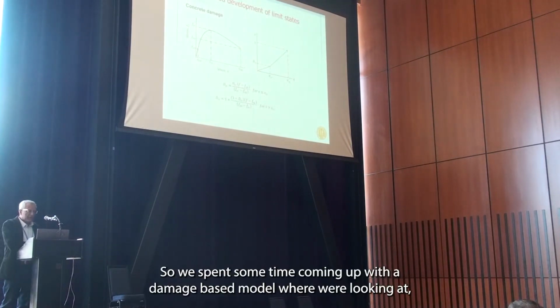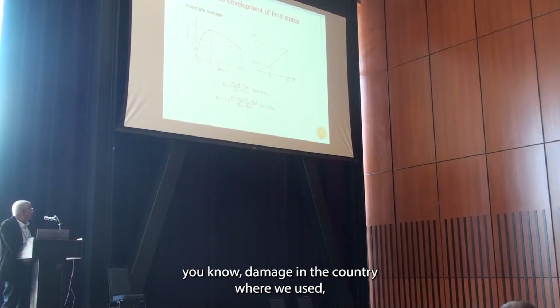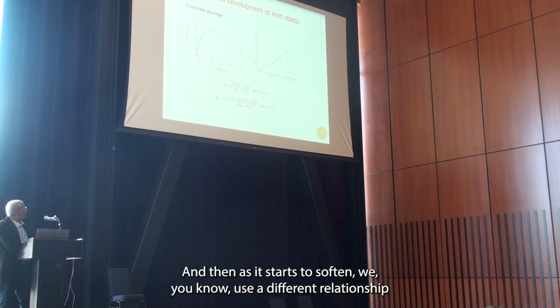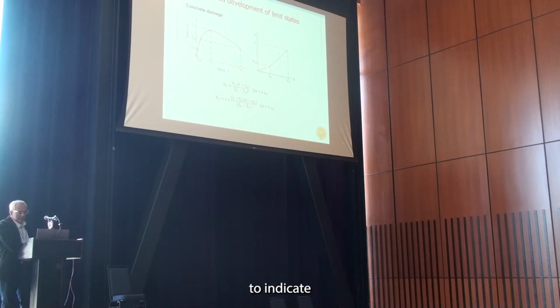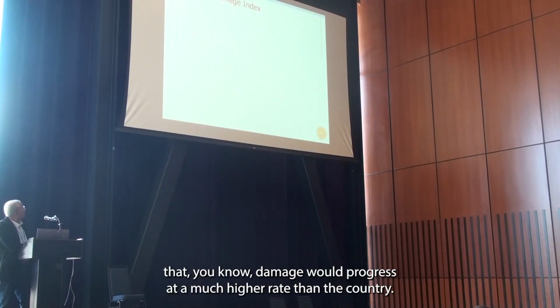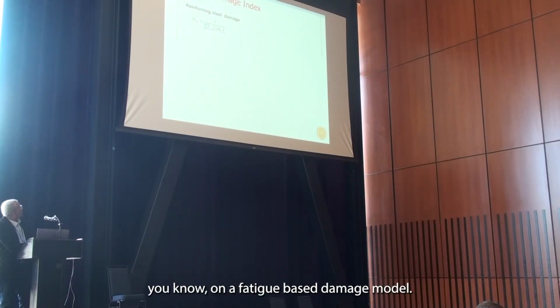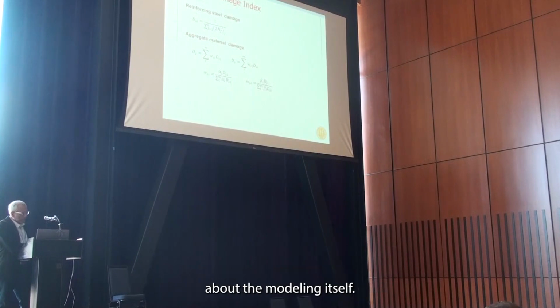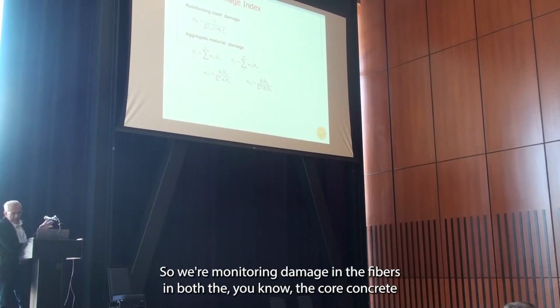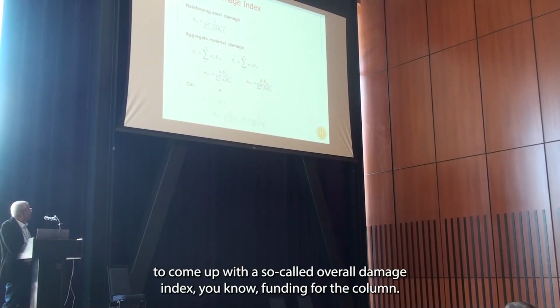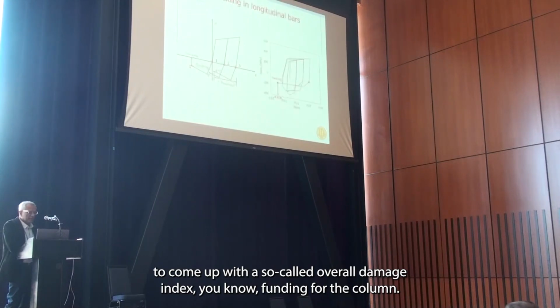All right, so we spent some time coming up with a damage-based model where we're looking at damage in the concrete, where we used a linear relationship up to the peak, and then as it starts to soften, we use a different relationship to indicate that damage would progress at a much higher rate in the concrete. And likewise, for the reinforcing steel, we mostly relied on a fatigue-based damage model. And we use weighting factors, without getting into too much detail about the modeling itself. So we're monitoring damage in the fibers in both the core concrete and in the steel, and we used weighting functions to come up with a so-called overall damage index for the column.